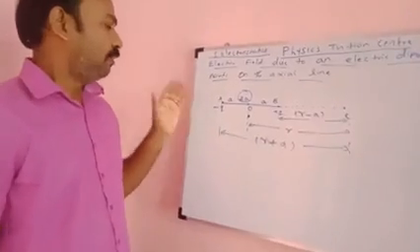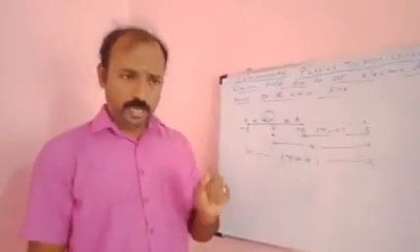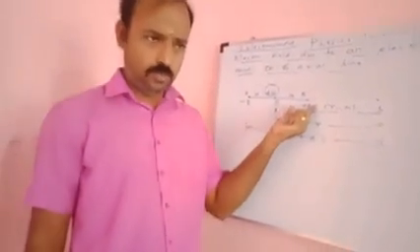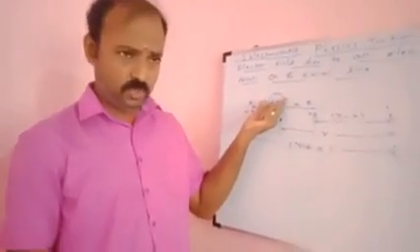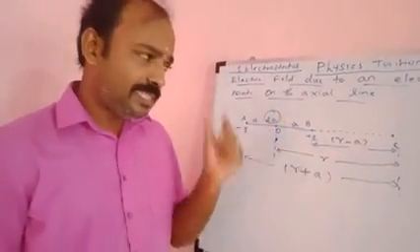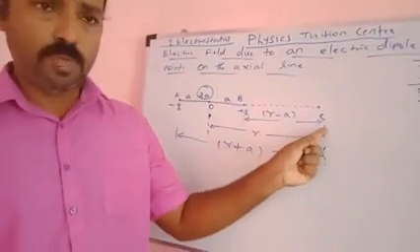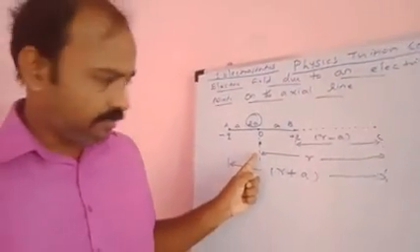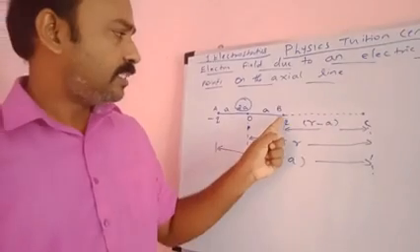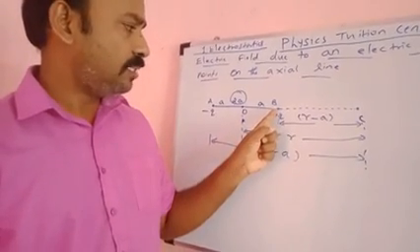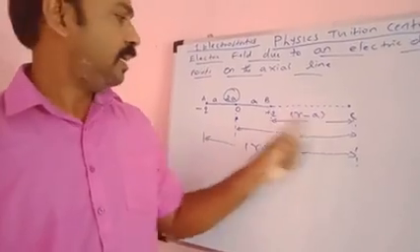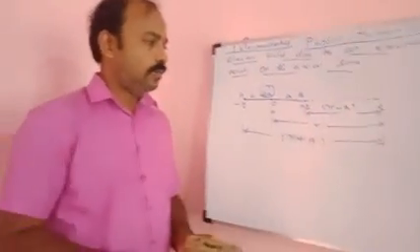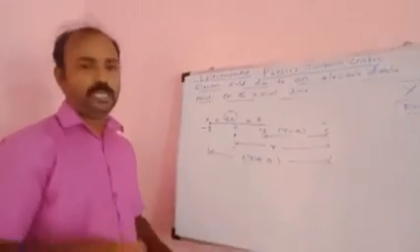Consider an electric dipole with minus q and plus q separated by a very small distance 2a. Let C be a point at a distance r from the center of the dipole. Then the distance from charge plus q to C is r minus a, and from minus q to C is r plus a. Now I am going to write about the electric field.